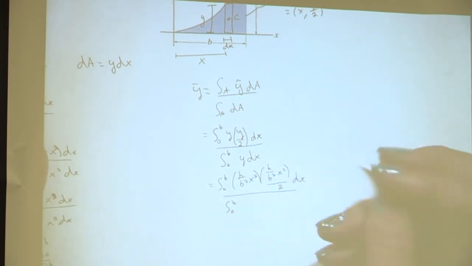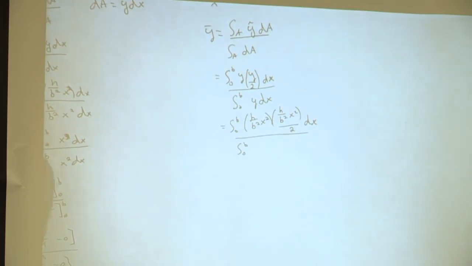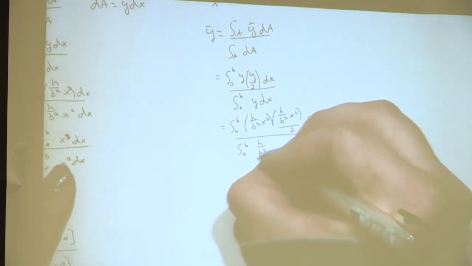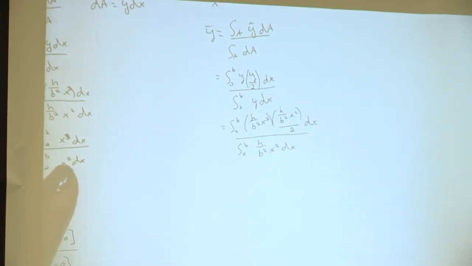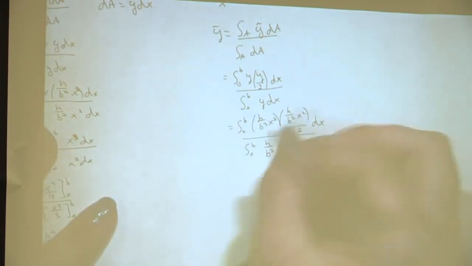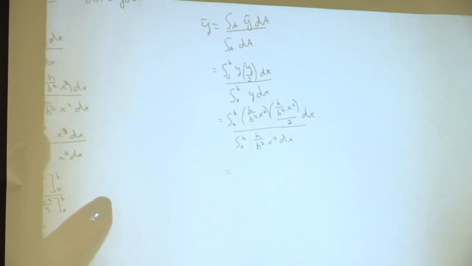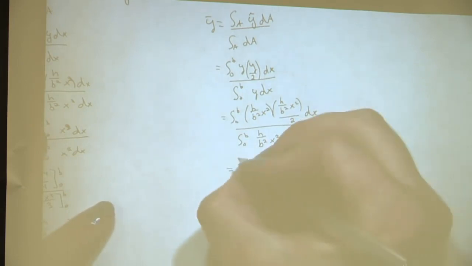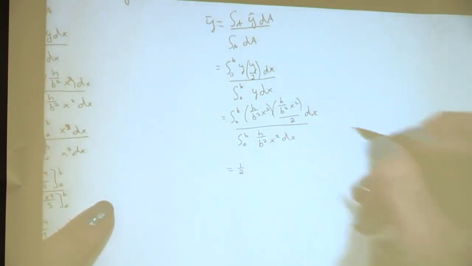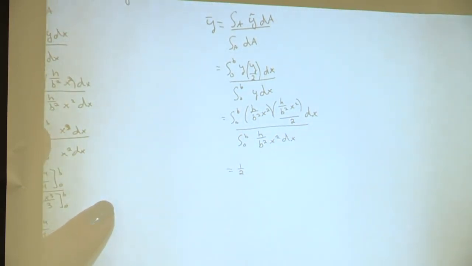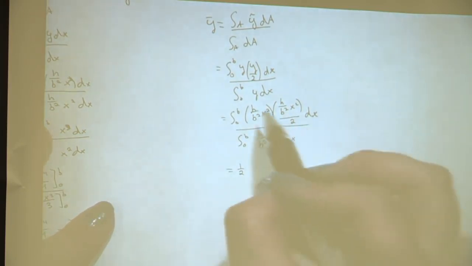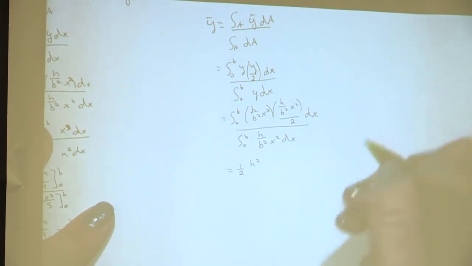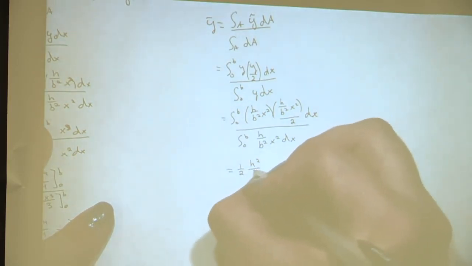And then what goes on the bottom? Just the integral of 0 to b, h over b squared, x squared. Awesome, so the same thing, so plug in y there too. Okay, now how can we simplify this a little bit? Pull out the constants. So we have a 1/2, and then h times h, so h squared over b to the 4th.